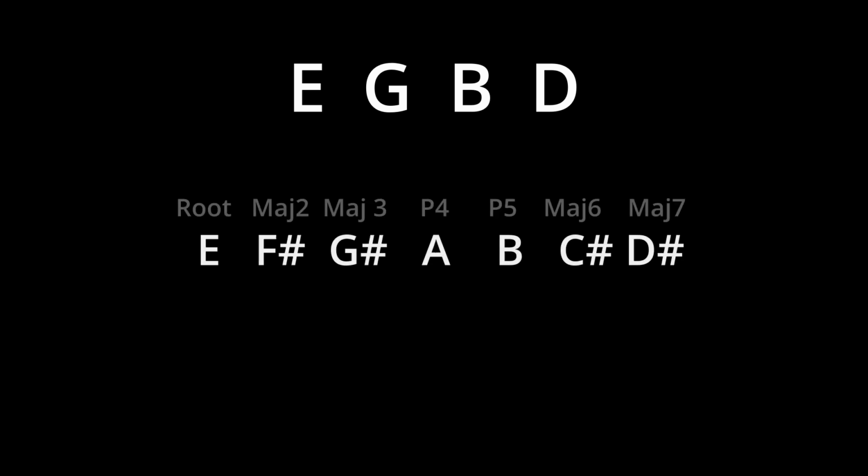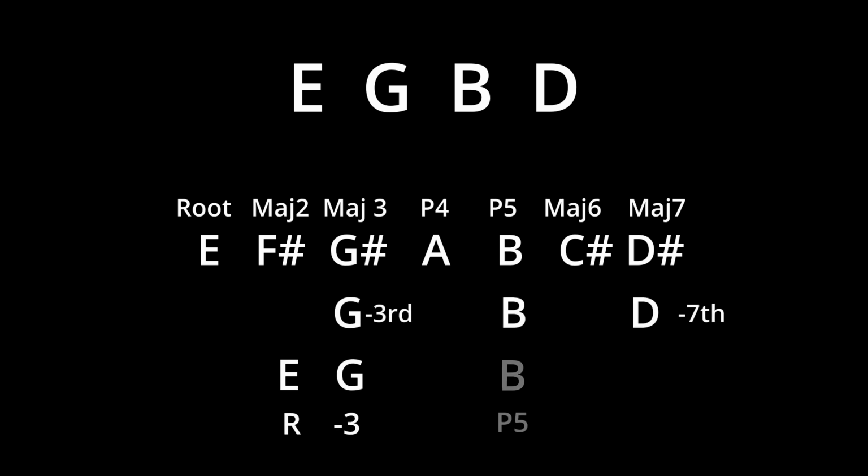Starting from the third degree of C, we find the notes E, G, B, and D. Looking at the E major scale, we can see these intervals construct the root, E, G, the minor third, B, the perfect fifth, and D, the minor seventh. These intervals give us the E minor seventh chord.